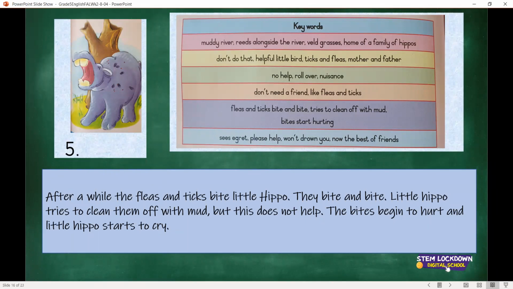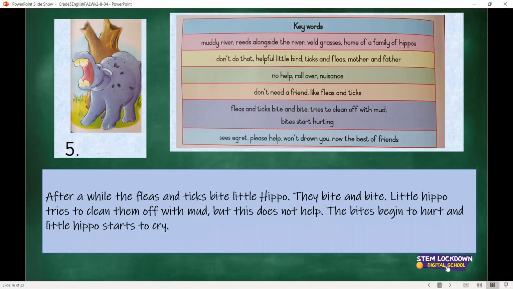So after a while, the fleas and the ticks bite little Hippo. They bite and bite. Do you see how I used and? I said after a while, the fleas and ticks. I'm using and to list two things. I'm listing fleas and ticks. So I'm telling you about two things. All right, that is why I use and. In the next sentence, they bite and bite. I repeated the word bite to make it more interesting, and also so that you can kind of feel how Hippo must be feeling. So I repeated the word.